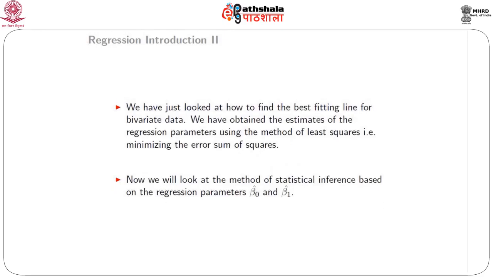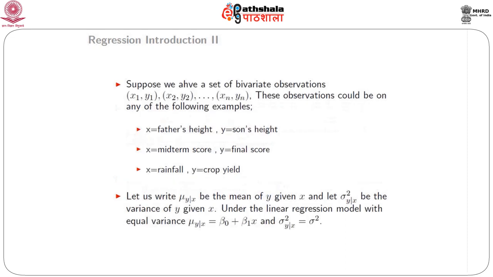So, we have just seen how to find the best fitting regression line for the bivariate data x i, y i. We have obtained the estimates of the regression parameters using the method of least square, that is by minimizing the error sum of squares. Now, we wish to look at the method of statistical inference based on the regression parameters beta naught hat and beta 1 hat.